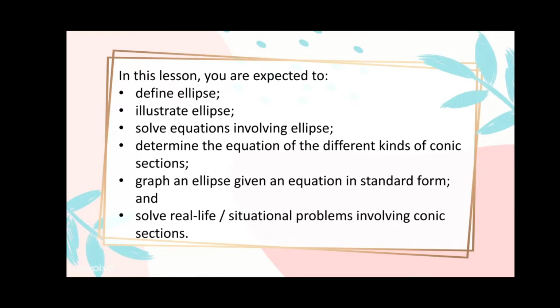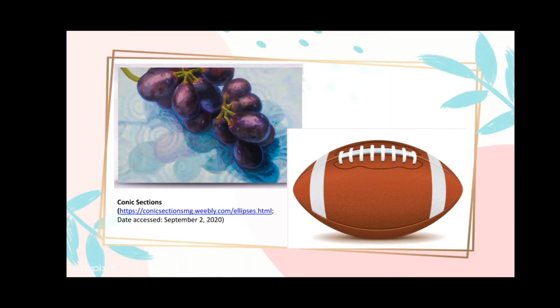The last two objectives will be tackled on our next video. When you cut a cone at an angle, you can form a closed curve which is oval in shape or looks like a squished circle. This shape is known as an ellipse. Notice that as you rotate the plane, you can form various ellipses.